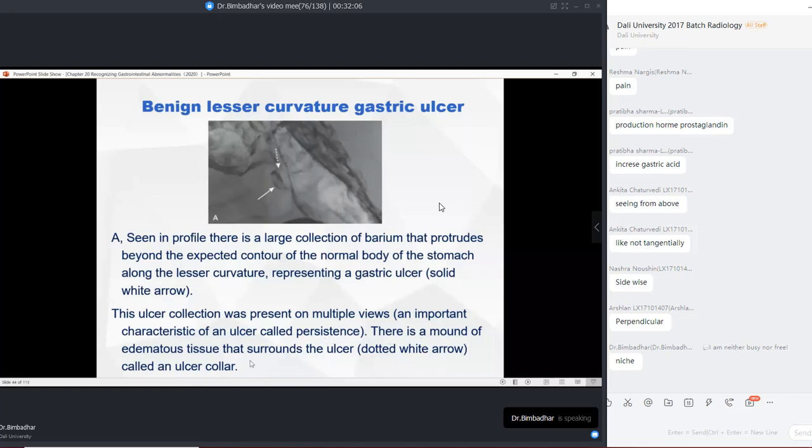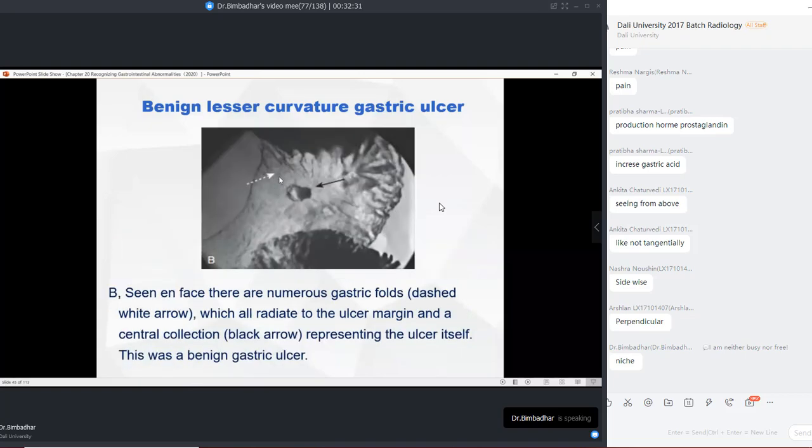And there is an edematous tissue that is surrounding, which suggests that healing has been activated. And then it forms a ring-like structure, which is called the ulcer collar. So three types of radiographic features are important in diagnosing a benign lesser curvature gastric ulcer, right? You can see here, this is also one showing a classical niche.